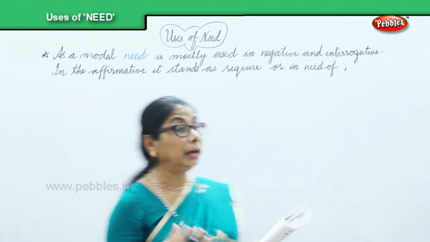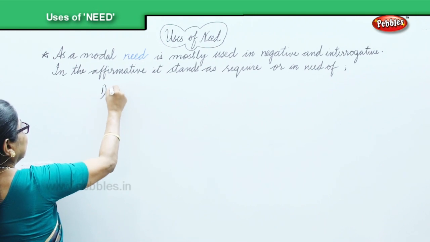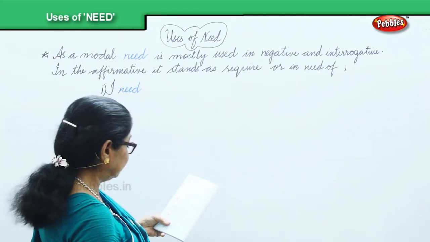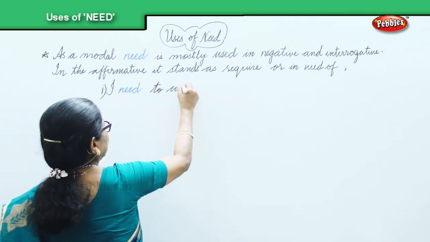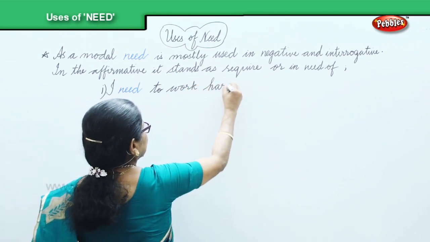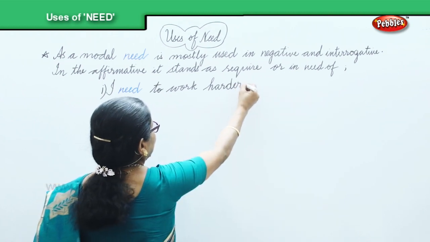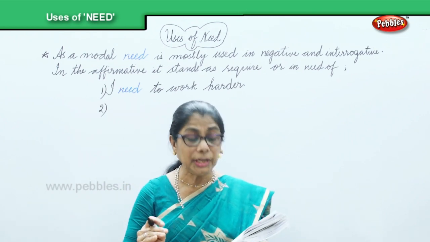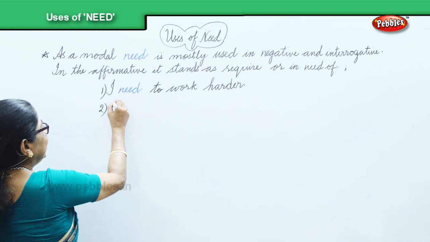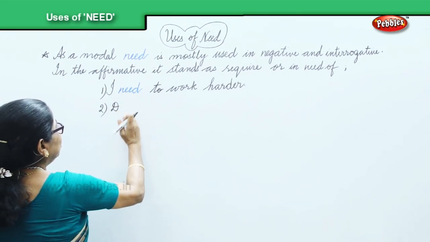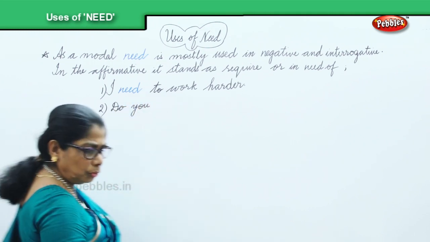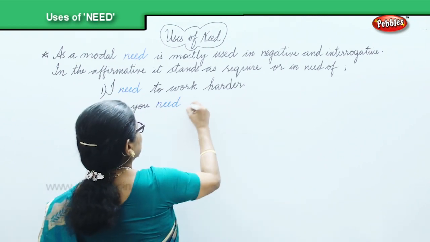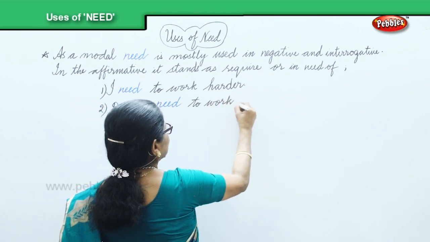First, I need to work harder. Second sentence. Do you need to work so hard? Interrogative. Do you need to work so hard?